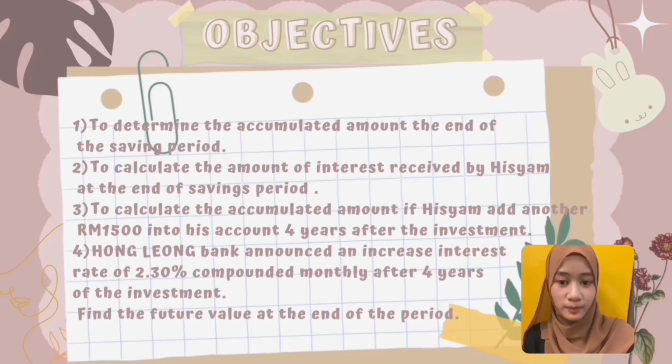The objective of compound interest. Number 1, to determine the accumulated amount at the end of the saving period. Number 2, to calculate the amount of interest received by Hisham at the end of the savings period. Number 3, to calculate the accumulated amount if Hisham adds another 1,500 ringgit into his account 4 years after the investment. Number 4, Hong Leong Bank announced an increased interest rate of 2.13% compounded monthly after 4 years of the investment. Find the future value at the end of the period.